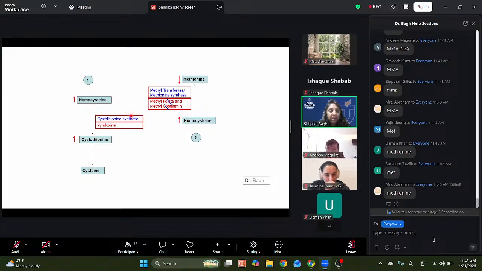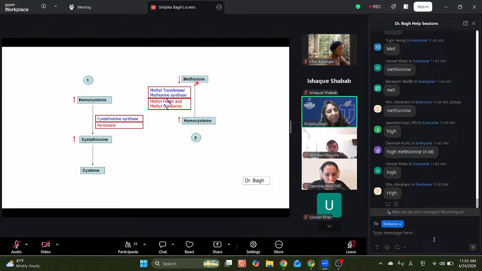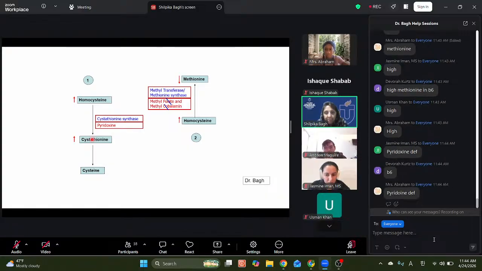So in pyridoxine deficiency, what will happen to methionine levels? High or low? High, because this pathway will be diverted to this one, right? So here you have to understand what is common and what is differential. When you discuss homocysteine in B12 versus pyridoxine, what is common? Homocysteine is high. What is differentiating? Methionine. Methionine will be high in pyridoxine deficiency, but low in folate or B12 deficiency.